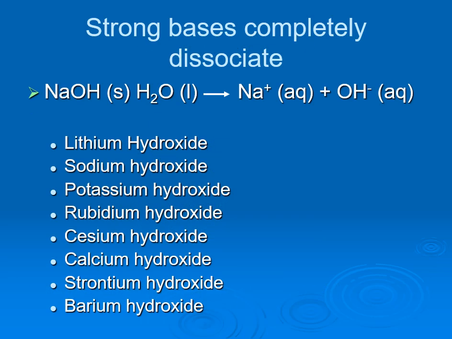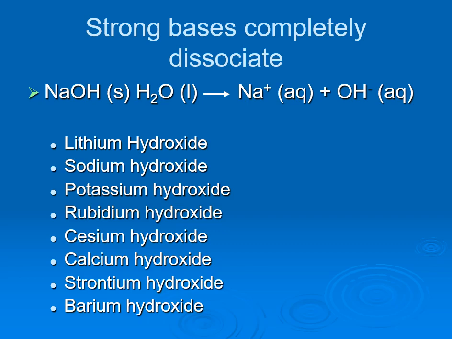Okay, what about strong bases? Well, strong bases will, like strong acids, completely dissociate. We changed the word to dissociate because the bases are already ionic, and so there are no ions forming. The ions are simply being separated from each other, so we call it a dissociation.